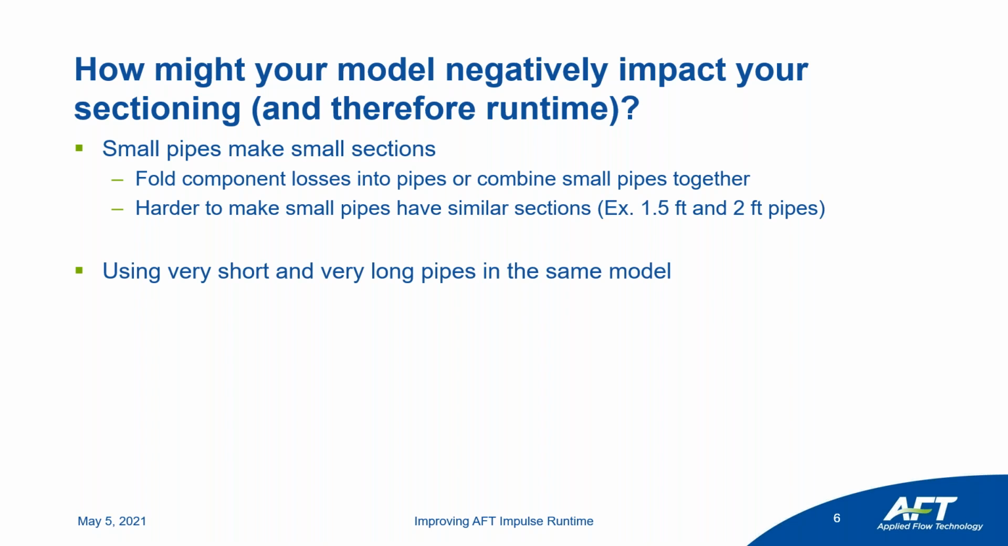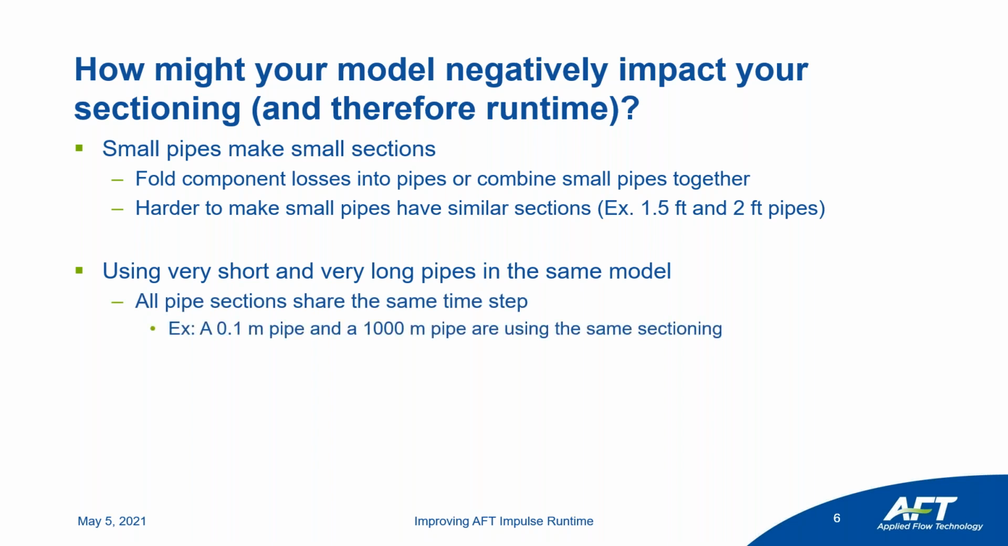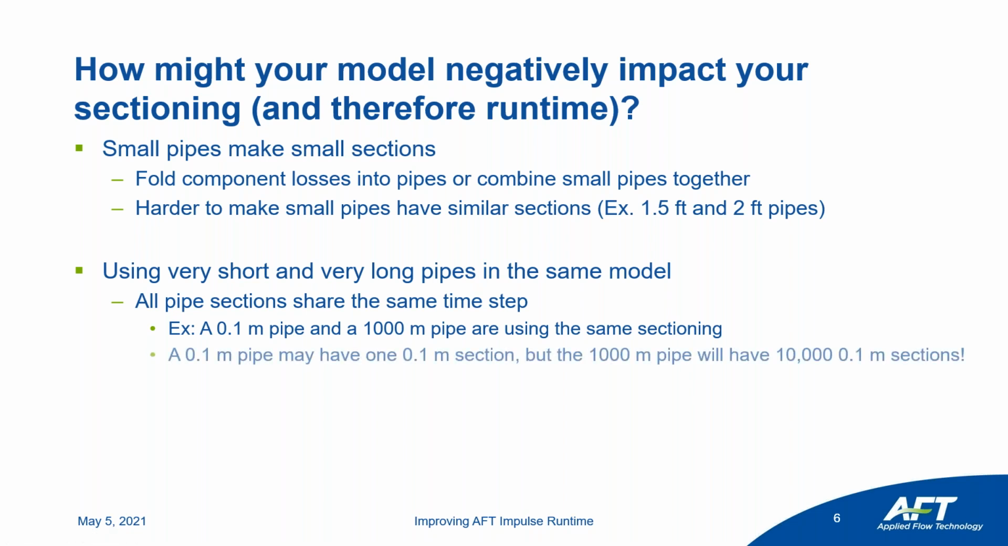Another central conflict is if you mix very short and very long pipes in the same model. Again, if they're using the same time step, generally that section length will be similar. So if, for example, we had a very short 0.1 meter pipe, for example, between a pump and a check valve, where it's somewhat arbitrary how long that pipe is, followed by a 1,000 meter pipeline, that can cause some issues in your model that'll quickly become apparent.